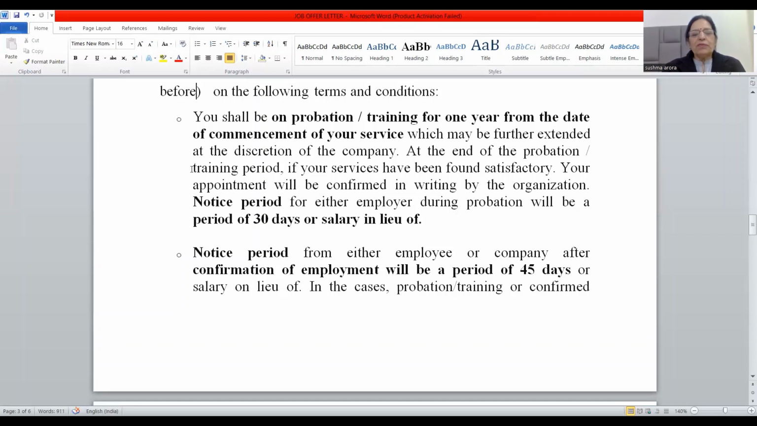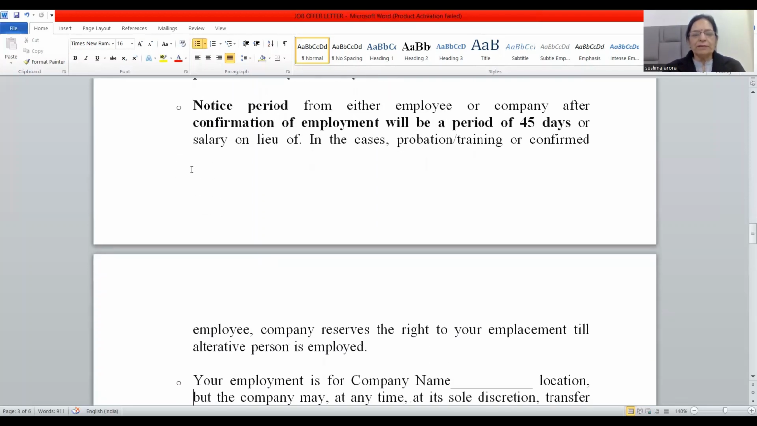So notice period from either employee or company after confirmation of the employment will be a period of 45 days. So notice is different here. Notice may be different. Okay, so notice during probation period is 30 days or salary in lieu of. Notice after the confirmation of the employment will be a period of 45 days or salary in lieu of. So friends, this notice period may be the same also during probation period or after probation period. It depends upon the company.